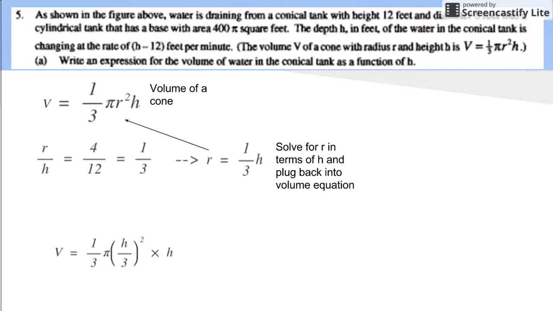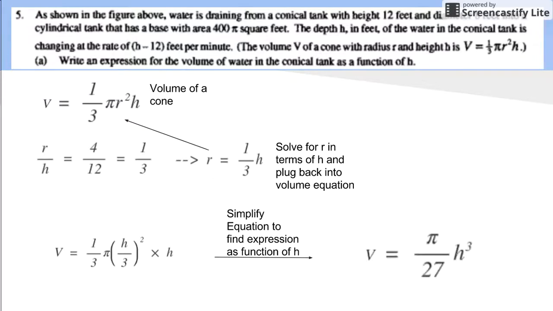And now we have an unsimplified expression for the water in the tank as a function of h. Now we can take our unsimplified expression, which reads V equals 1/3 pi times h over 3 squared times h, and simplify it to get our final answer, V equals pi over 27 h to the third. So now this is our expression for the volume of water in the conical tank as a function of h.